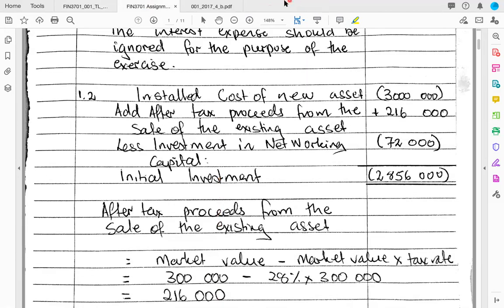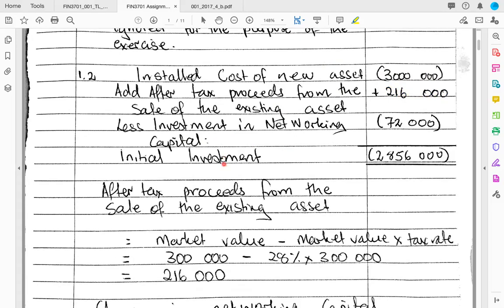The after-tax proceeds from the sale of the existing asset are positive because this is money coming into the company, so we put that as a positive. The installed cost of the new asset we put as a negative because it's money going out of the company. And then lastly, we need to calculate the investment in net working capital.